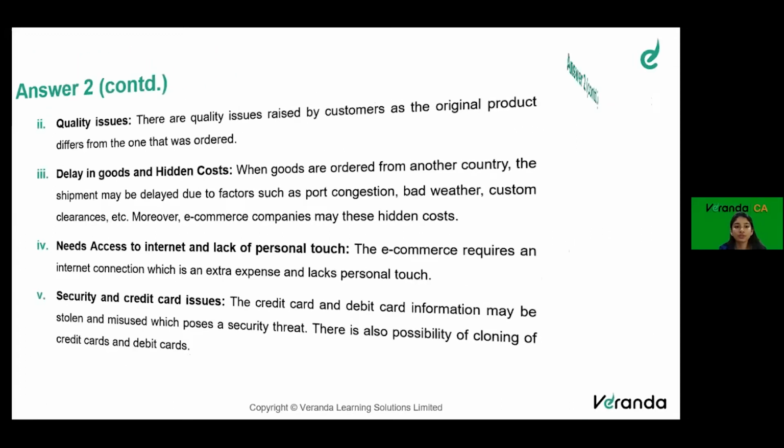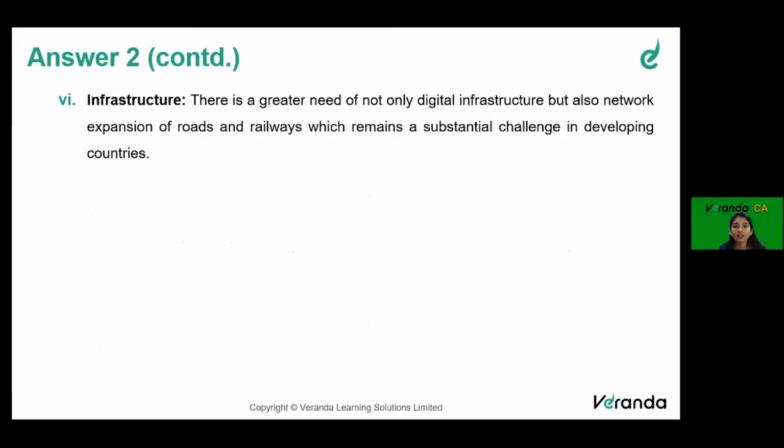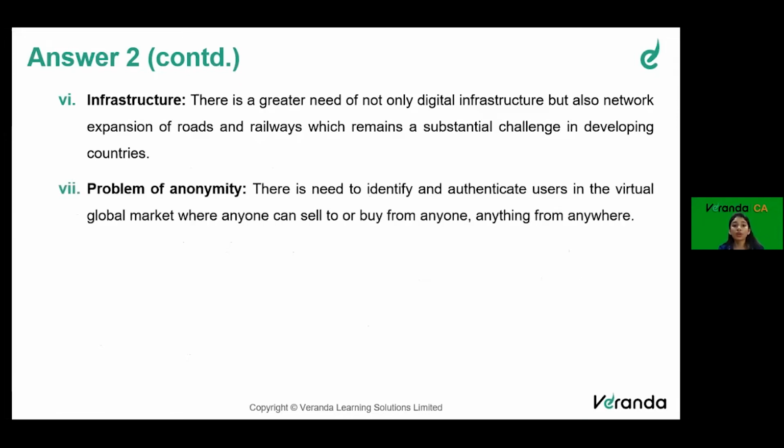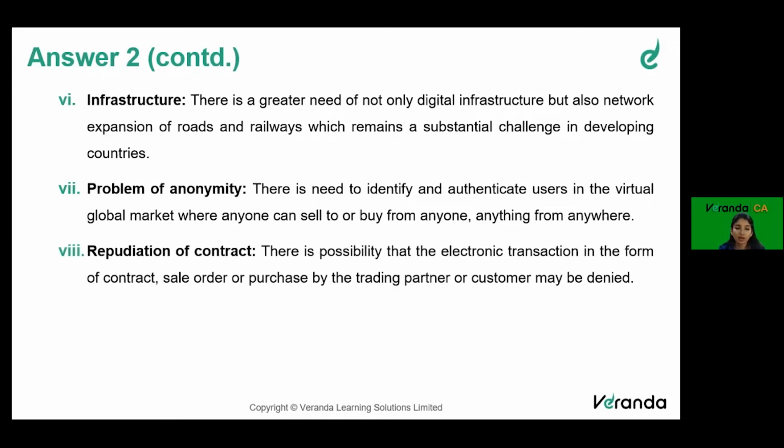Security and credit card issues, we have already discussed that. Infrastructure, expansion of road and railways, problems of anonymity. There is need to identify and authenticate users in the virtual global market where anyone can sell to or buy from anyone, anything from anywhere. So you don't know who you're buying from. You don't know if it's a genuine person, or if he supplies quality goods. So problem of anonymity means you don't know that person.